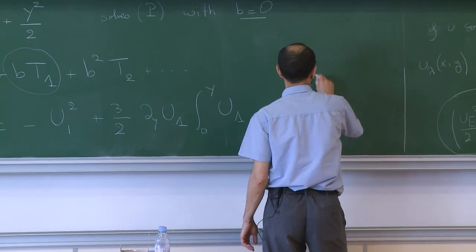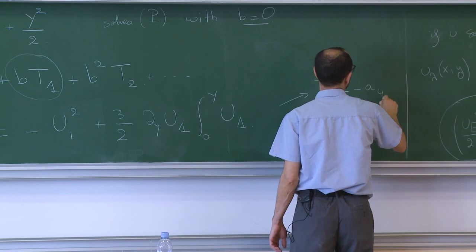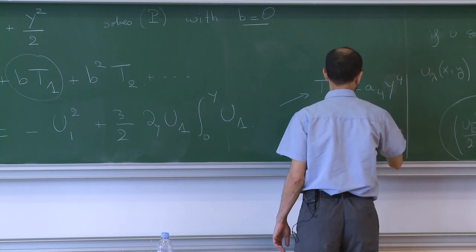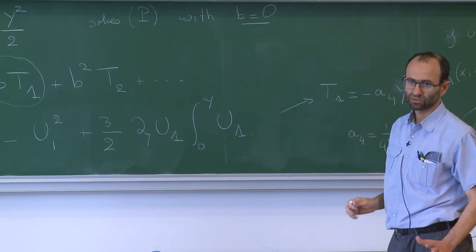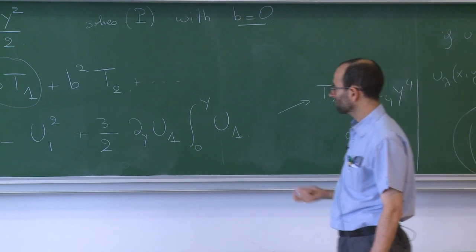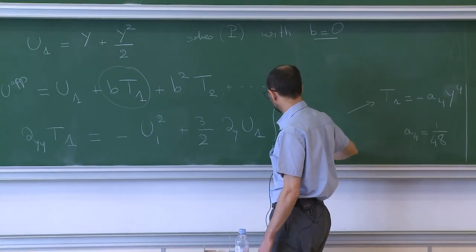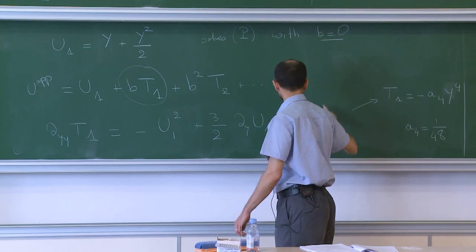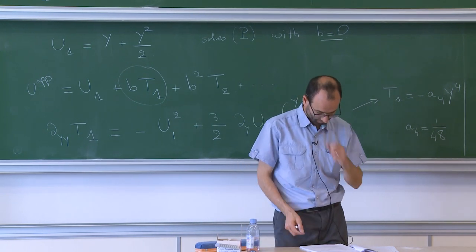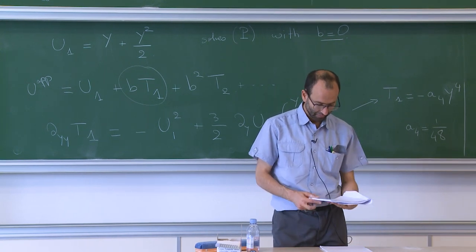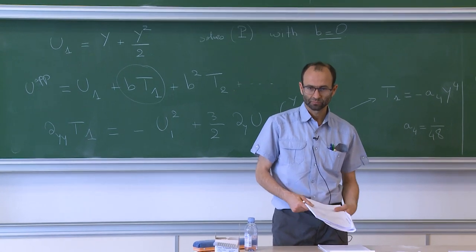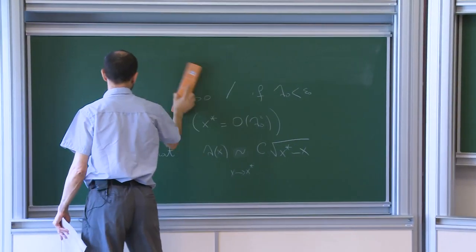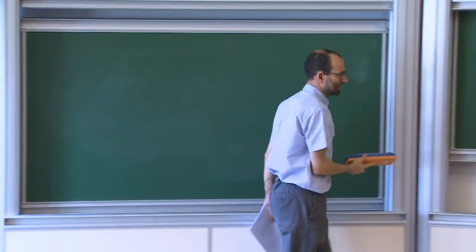So this gives us T1 equal minus A4 Y4. And A4 is 1 over 48. You just compute. You can see all these terms here, at leading order, you have a term like Y square. I mean, this will be some constant times Y square. So then what happens is, and this is where the choice of B will come in. Let me just explain here.